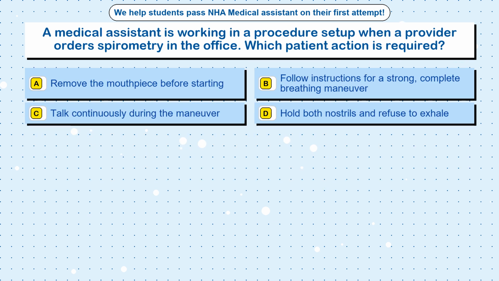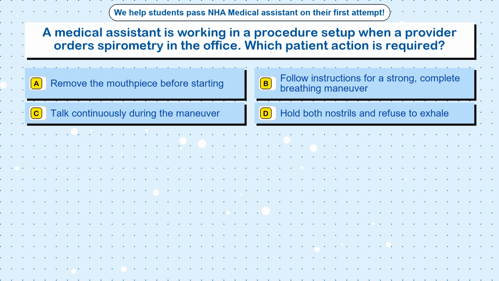Question 70. A medical assistant is working in a procedure setup when a provider orders spirometry in the office. Which patient action is required? Option A. Remove the mouthpiece before starting. Option B. Follow instructions for a strong, complete breathing maneuver.